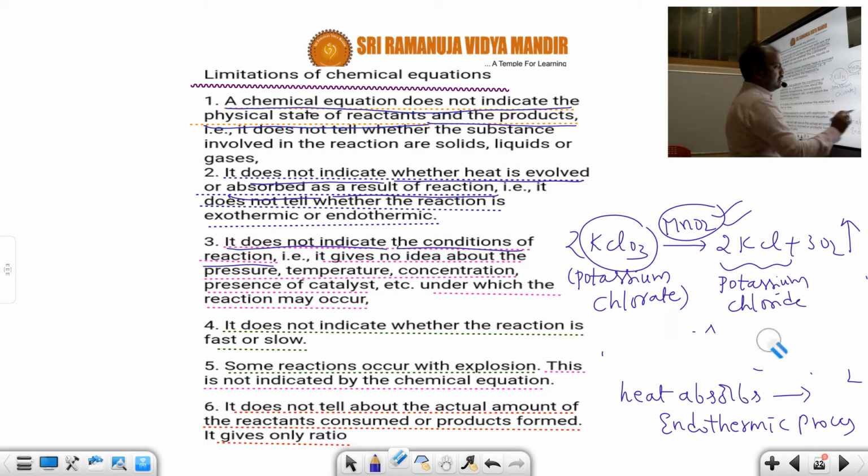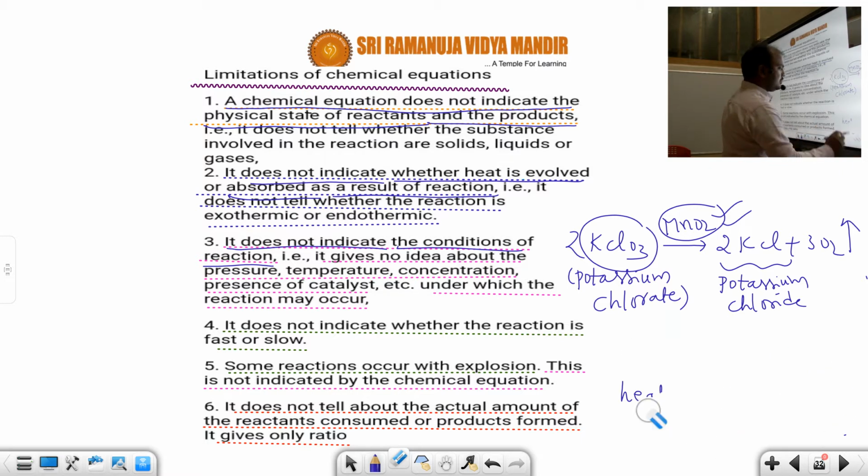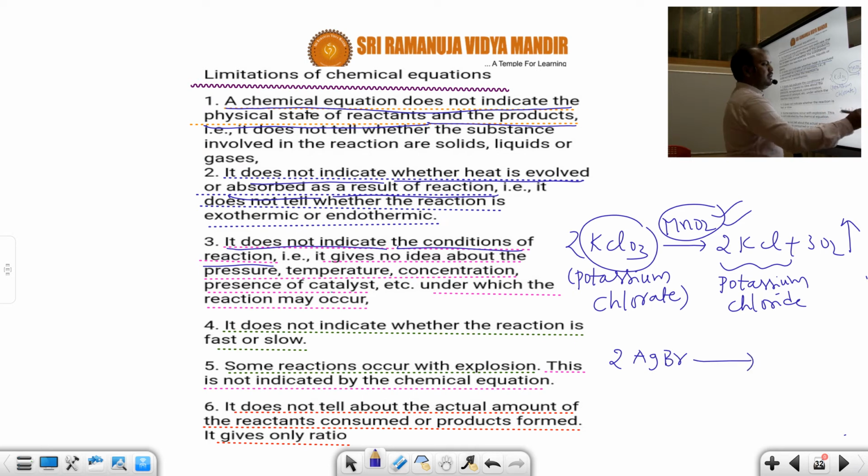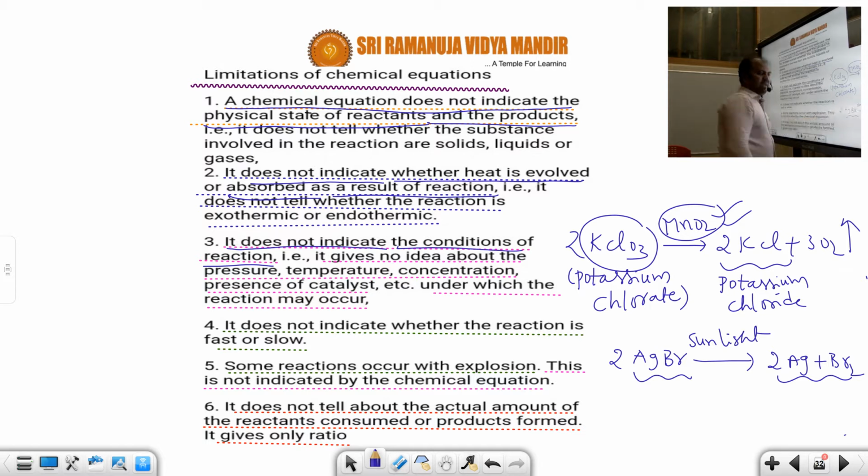If you take another example, 2AgBr gives 2Ag plus Br2. So silver bromide converts into silver and bromine. This reaction takes place in the presence of sunlight. Only in the presence of light can silver bromide be converted into silver and bromine. Without sunlight, this reaction does not occur. So here light energy is required.